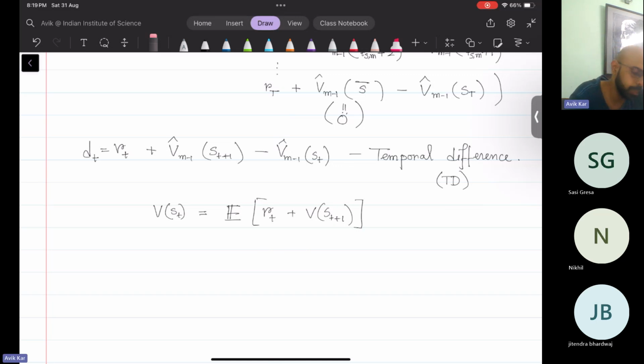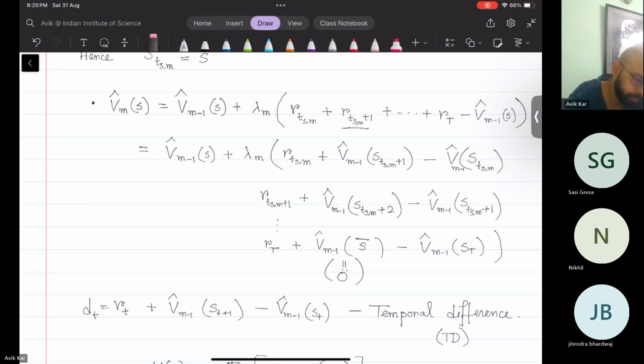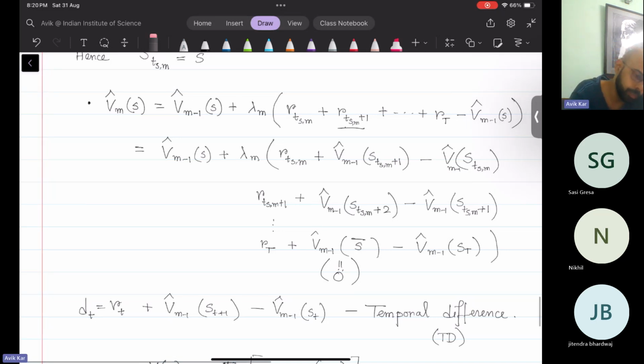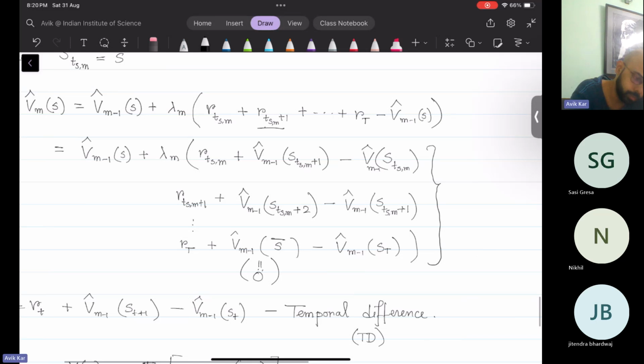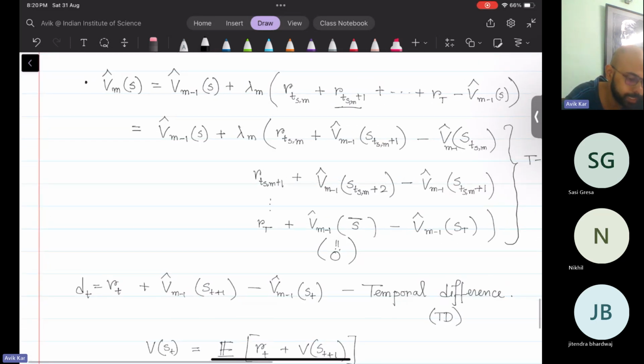And what you have seen is, given you have this many samples, your Monte Carlo method can also be written as temporal difference learning. But here the difference is you have so many terms, T minus t TD terms, right? This you can only write when you have the entire trajectory ready.